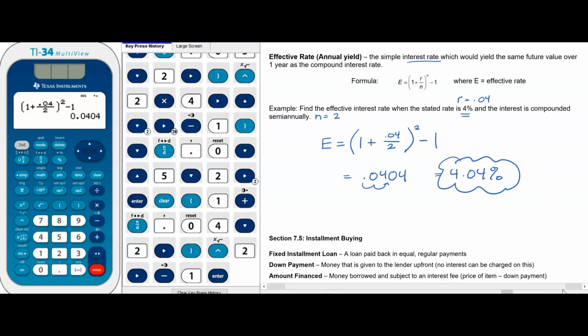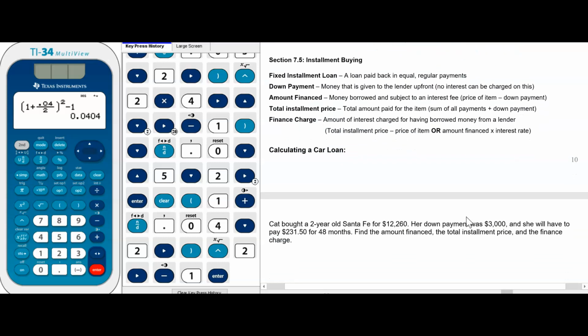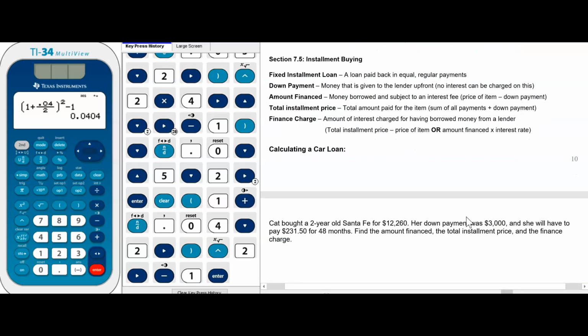We're going to jump into 7.5, which is on installment buying. So installment buying just means you're buying something by making payments instead of paying for something all up front. So anytime you have a fixed installment loan, which is this first term here, it just means that you're being loaned money to purchase something, and in exchange you're being asked to make regular payments.